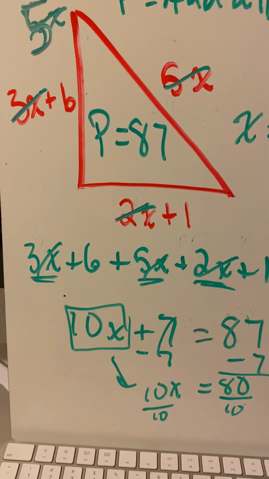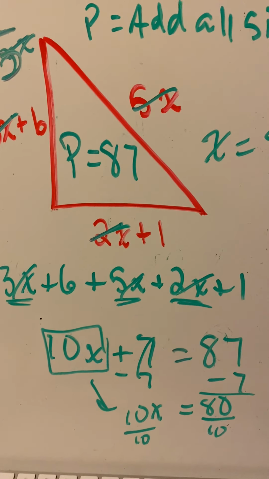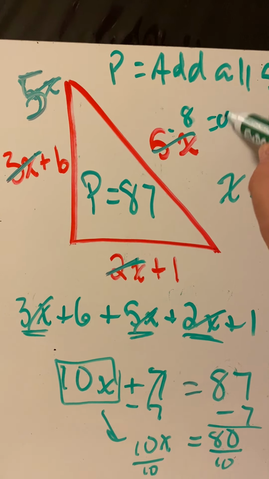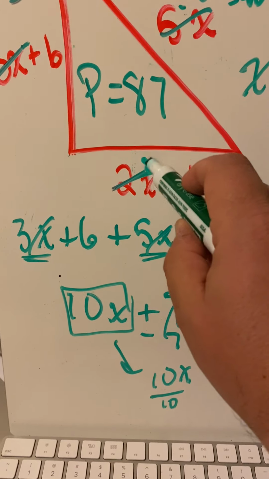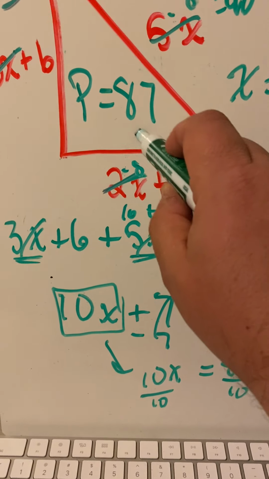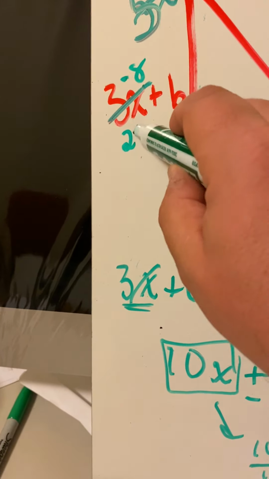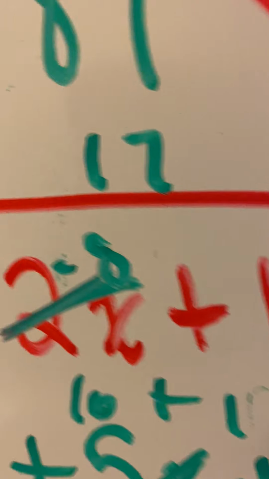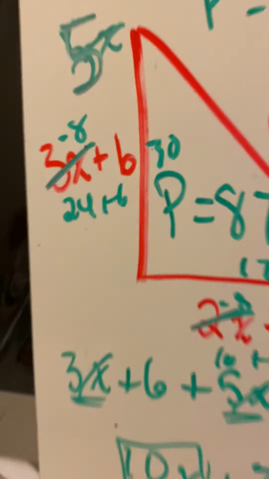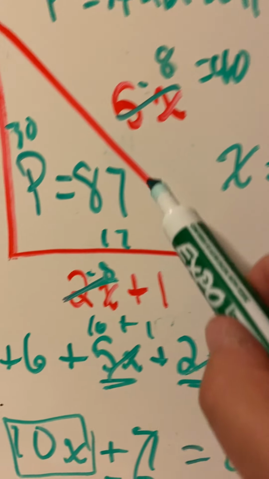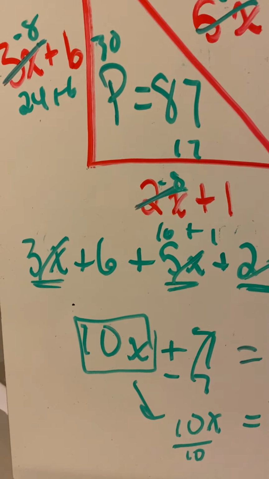But I like you to be able to take it back and check to see if you were right. Substitute the 8 in for x. 5 times 8, that's 40. 2 times 8 is 16 plus 1. So that would be 17. 3 times 8, that's 24, plus 6 is 30. Those three numbers, 30, 40, and 17, better add up to what our perimeter is in the middle. Duh, right there. Sorry about making you dizzy. 30 and 40 make 70. 70 and 17, yay, make 87.